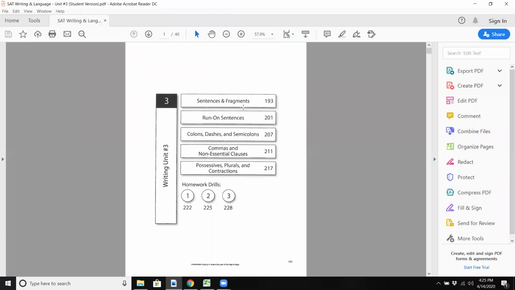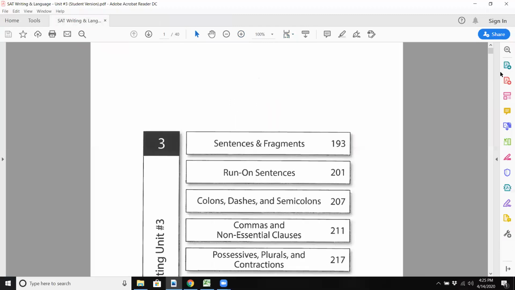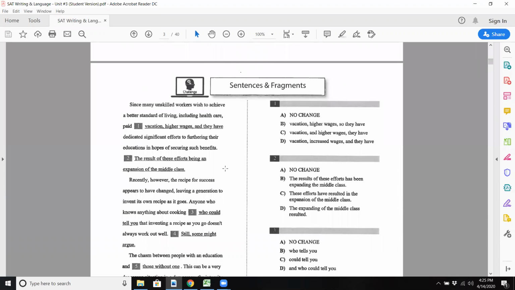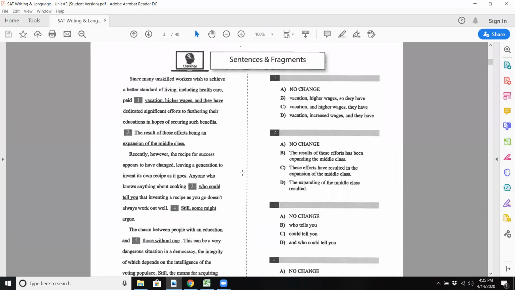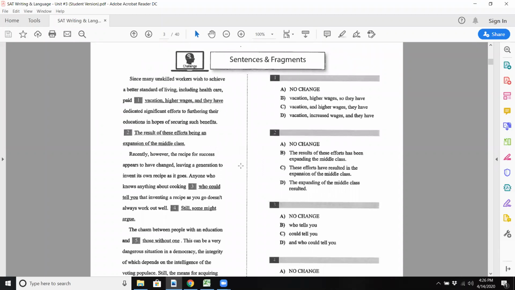Close that, close that. So you can see there's 5 categories, all the things we just talked about. So let me do a couple from each of these here. I'm not going to do too many, just in the interest of time. Since many unskilled workers wish to achieve a better standard of living, including healthcare, paid vacation, high wages, and they have dedication of efforts to furthering their education and hope of securing such benefits, that sounds like a fragment to me.